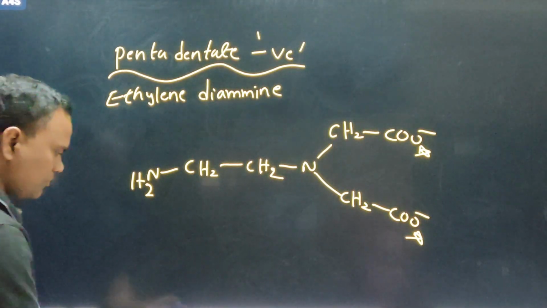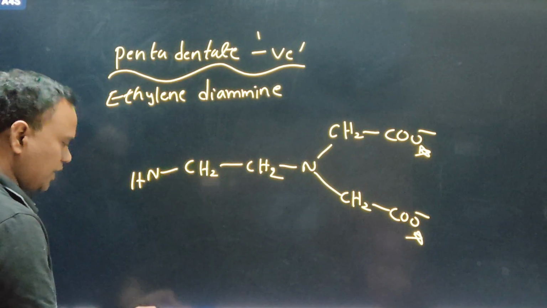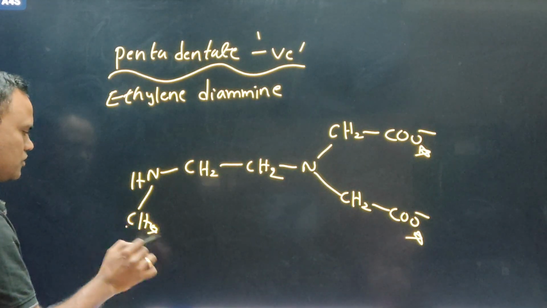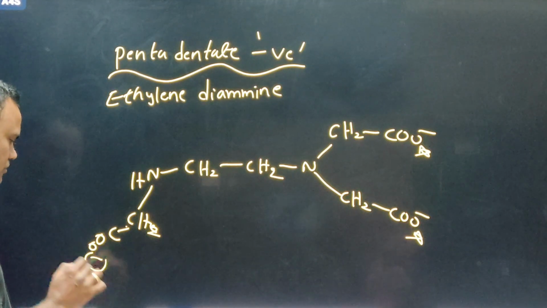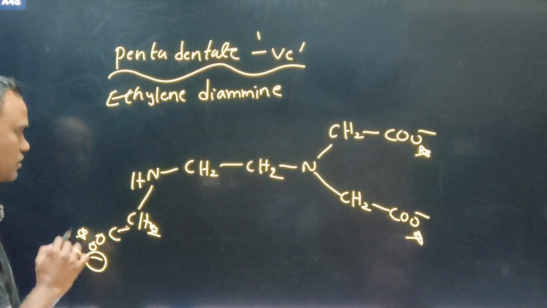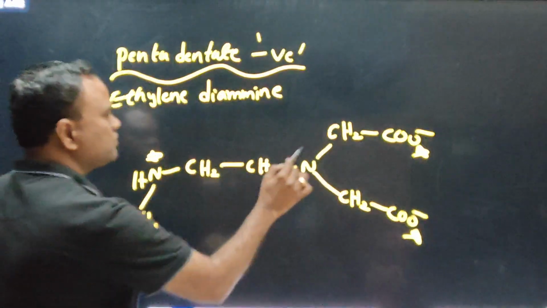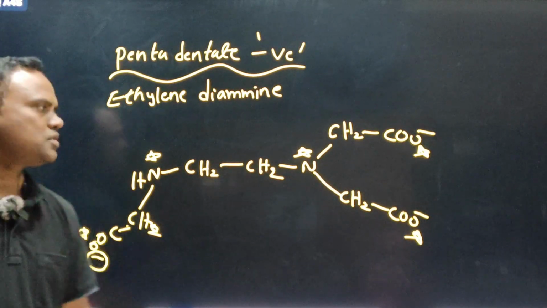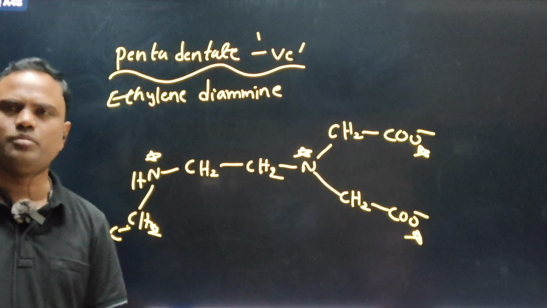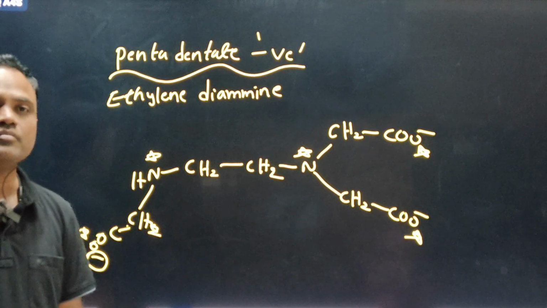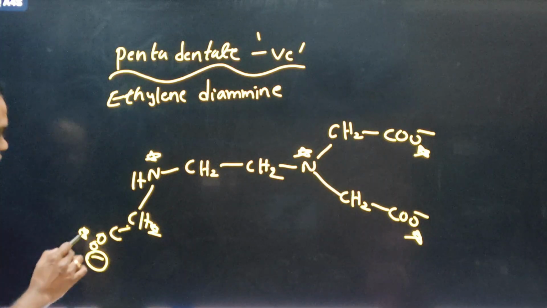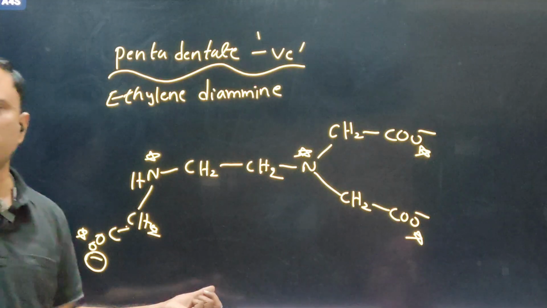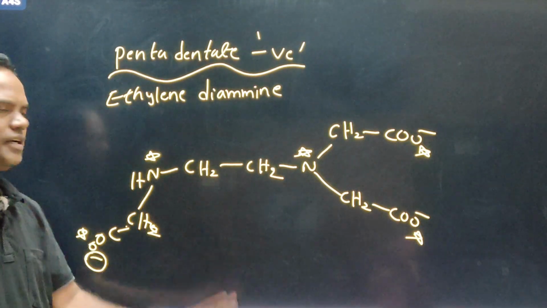Here I am removing only one hydrogen, and in place of another hydrogen, CH2 COO negative, star mark. And you tell me, how many donor atoms are there in this? Stars are donors. 1, 2, 3, 4, 5. Yesterday I said, star marked atom. So pentadentate negative.